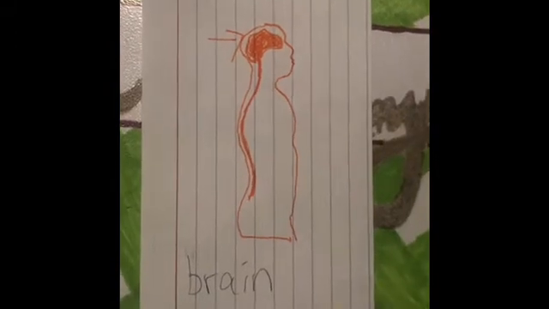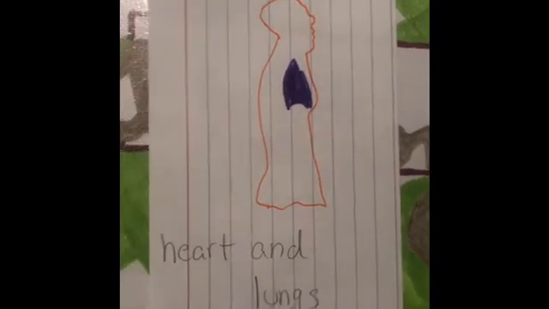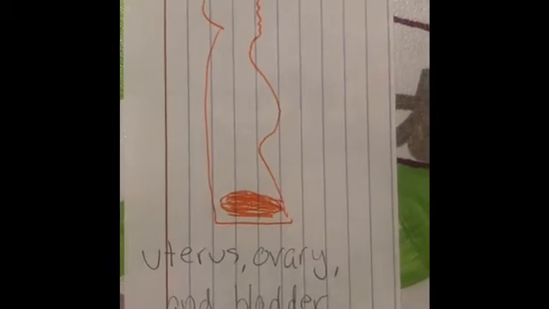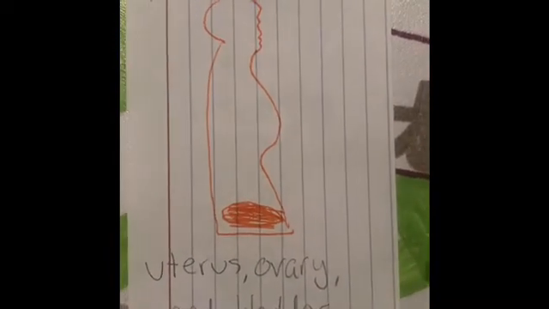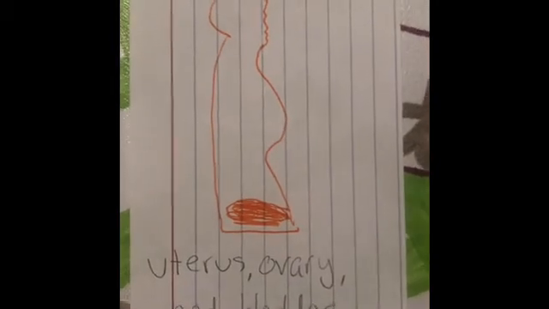For the cranial cavity, the only organ really present here is the brain. For the thoracic cavity, the 2 major organs present here are the heart and the lungs. For the pelvic cavity, the 3 major organs would be the uterus, ovary, and bladder. So basically, the whole reproductive system lies in the pelvic cavity.